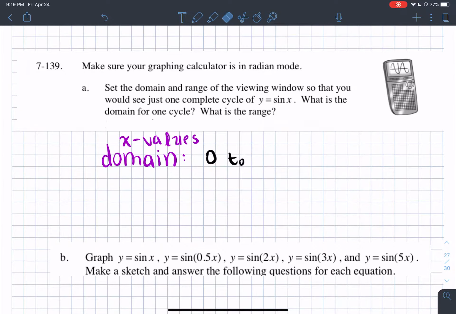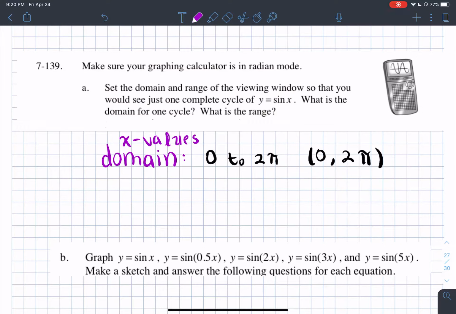Let me write that a little bit nicer. 0 to 2 pi. Or if we were to write this in interval notation, we'd say 0, comma, 2 pi. So that means that it goes from 0 to 2 pi. These mean the same thing.